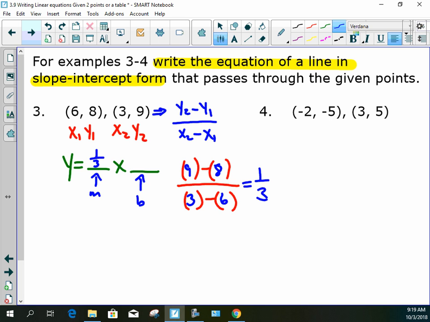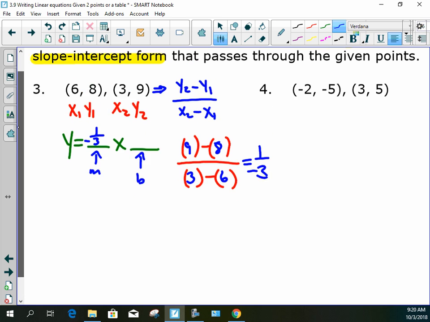Oh, very good, because that's a negative 3. So thank you. Negative 1 over 3. Have I found my y-intercept? No, I have not. How do I find my y-intercept?